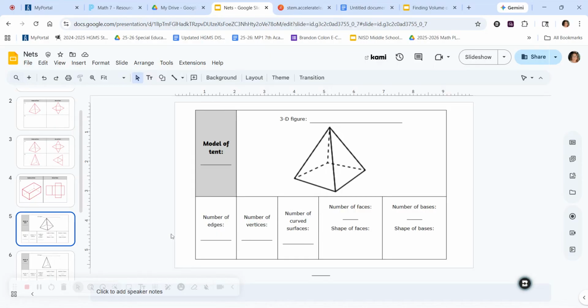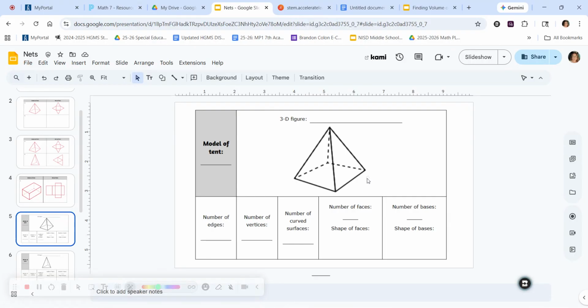Okay, now that we have that drawn, let's look at our first 3D figure here. Go ahead and take a second to draw it. Again, if you need to pause the video to do that, I want you to do that. So we're going to first look at the number of edges that this figure has.